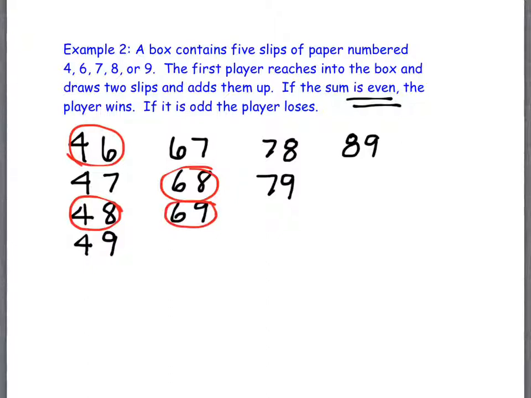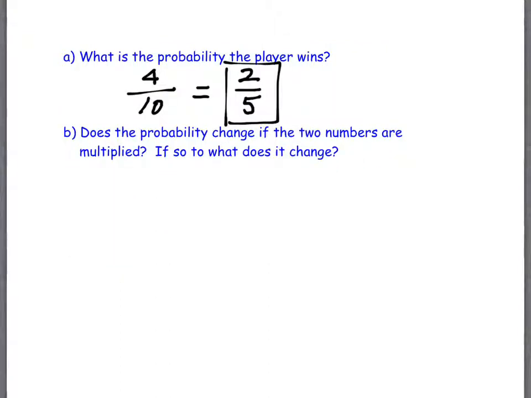6, 9. 4, 7, 4, 9. 7, 8. Yeah. Why do all of those give me a product that's even? At least one of the things that are being multiplied is even, right? The only one up there that has 2 numbers that are both odd being multiplied is 7 and 9. So the question was, does the probability change if the numbers are multiplied? And the answer is yes, it does. And what does it change to? 9 over 10. Or you can again write it as 0.9 if you prefer.